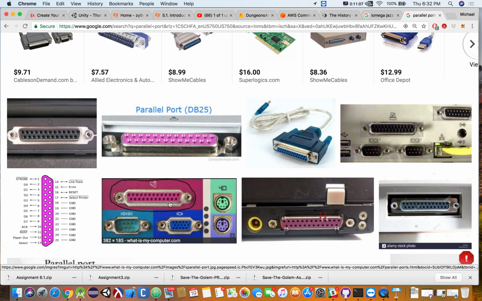All right. So here are some examples. This is a parallel port. This is a serial port. This is a VGA port. See how the serial and VGA look very similar, except, depending on how you look at it, this is the male component and this is the female port. They look very similar, but they're different cables.